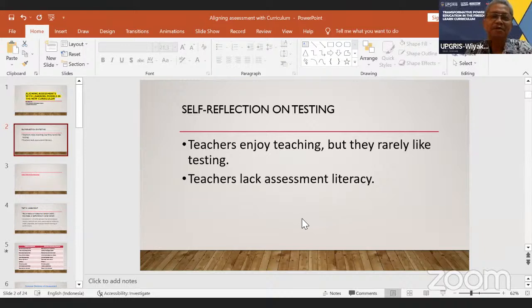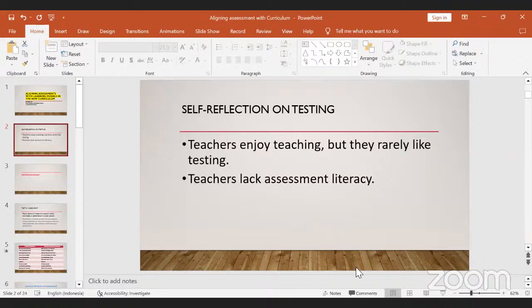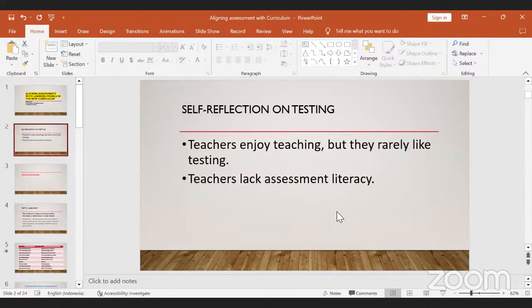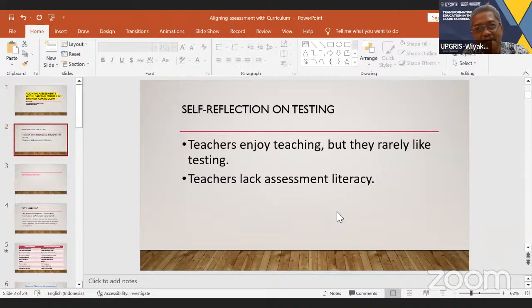Any one of you will respond to the statement? Agree. Agree. Sometimes. Yeah, sometimes. Okay. You can say totally agree, or you can say sometimes agree or partly agree to the statement, but this is what happens to us.